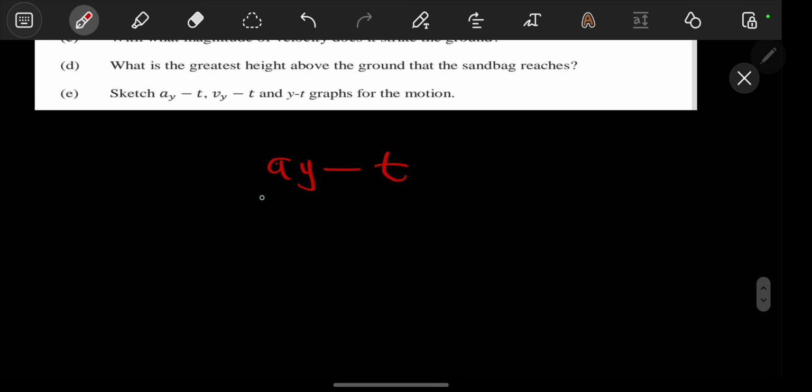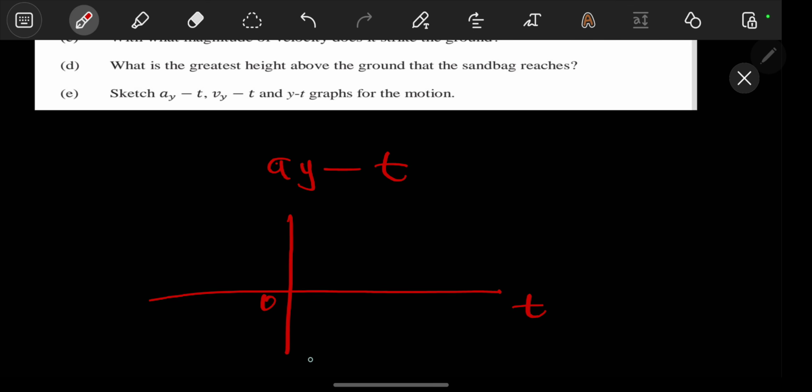So how do we, the acceleration, we were using the acceleration due to gravity, which was constant. So what we are going to have is something like this. Let's call this one as our 0, as time progresses like that. Now remember, the acceleration is constant.